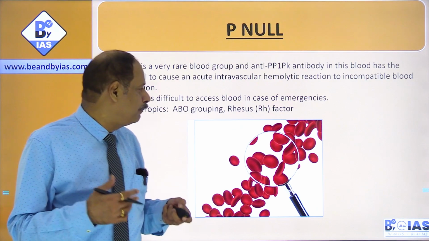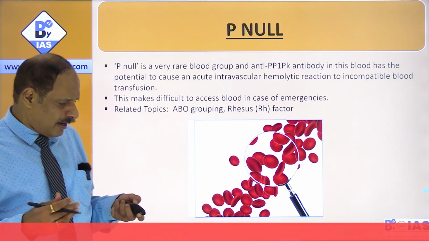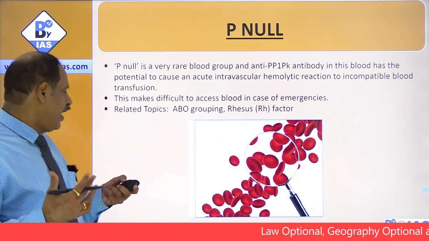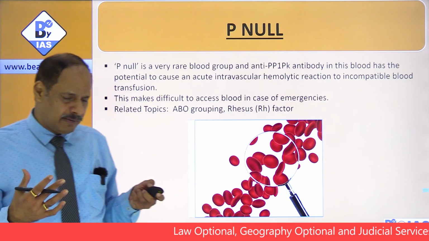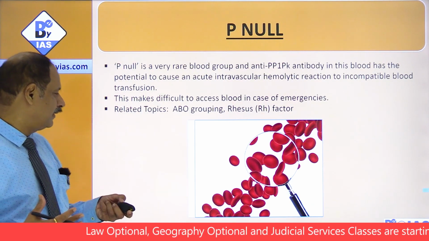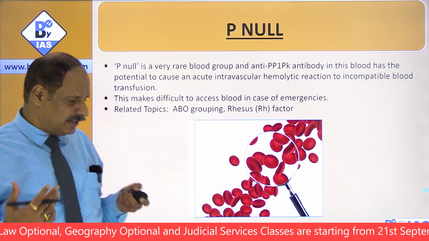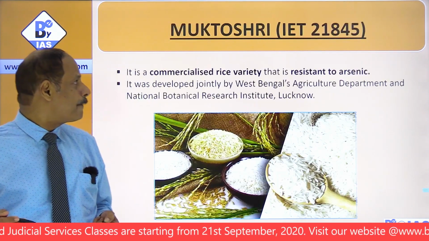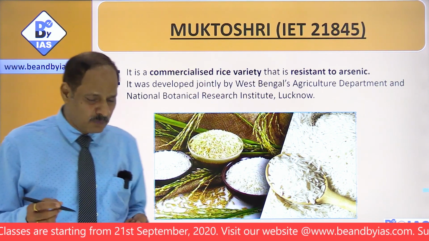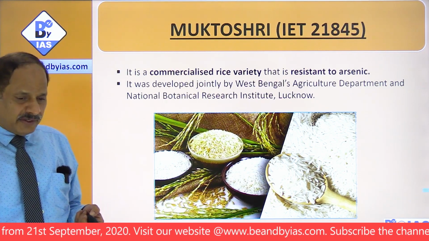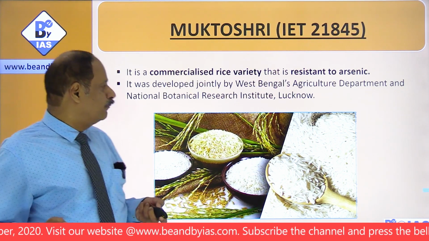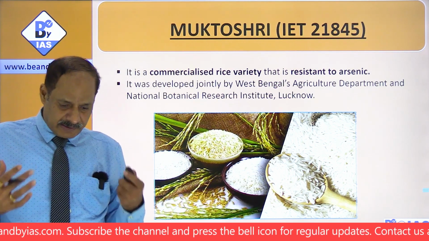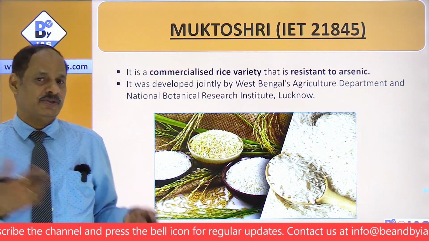And then PNUL is nothing but a kind of blood group which is very, very rare, and it becomes very difficult to treat patients with this kind of blood group, and even more difficult to arrange blood in case of emergencies. And then there is one kind of variant rice called Muktoshiri. This particular rice has developed resistance to arsenic contamination. So this is one variety.